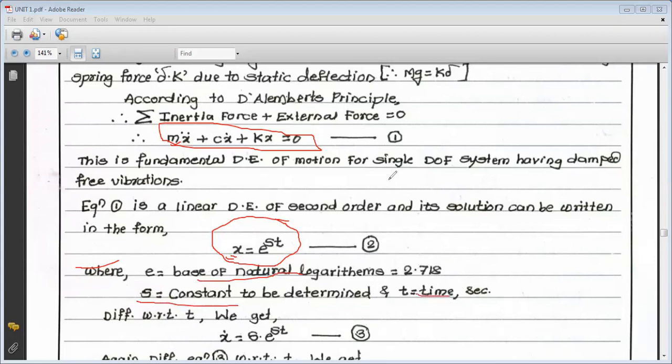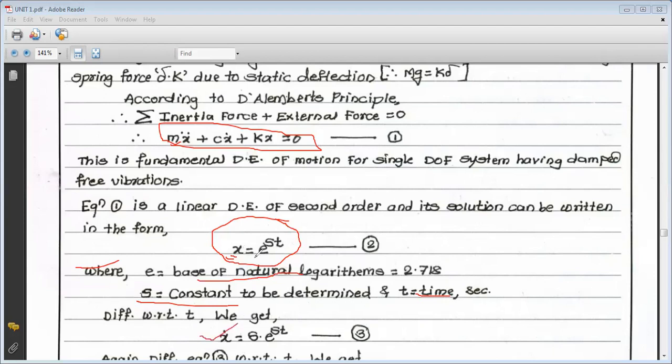So this is equation number 2. Now let us differentiate this equation number 2 with respect to t. If we differentiate equation 2 with respect to t, we get d by dt of x is equal to d by dt of e raised to st. Now what is d by dt of x? It is x dot.